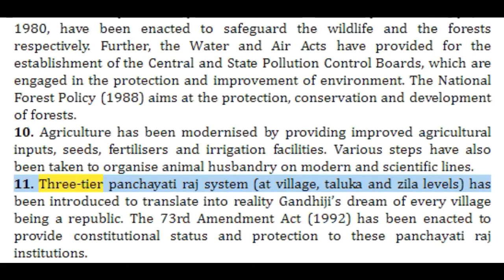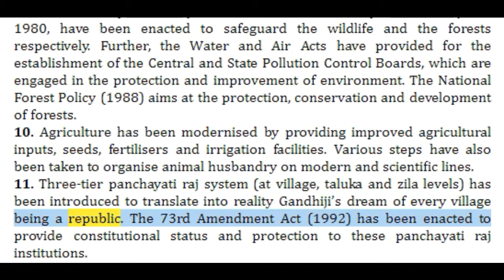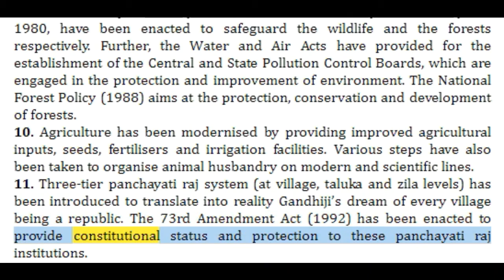11. Three-tier Panchayati Raj system at village, taluka and zilla levels has been introduced to translate into reality Gandhiji's dream of every village being a republic. The 73rd Amendment Act, 1992, has been enacted to provide constitutional status and protection to these Panchayati Raj institutions.